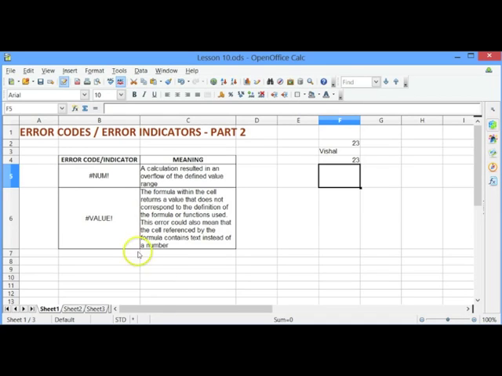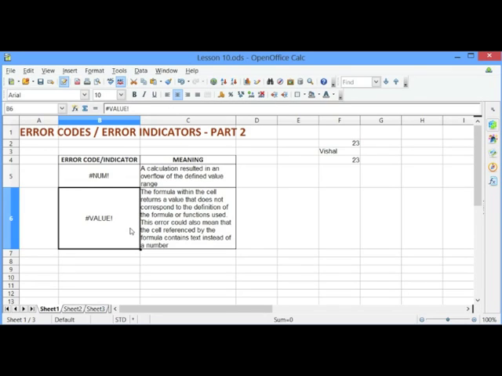The first one is the #NUM error. It means that a calculation resulted in an overflow of the defined value range. Now, this error is similar to the division by 0 error, where the value is too big or too small to fit in a particular cell. The second error code is the #VALUE error code.